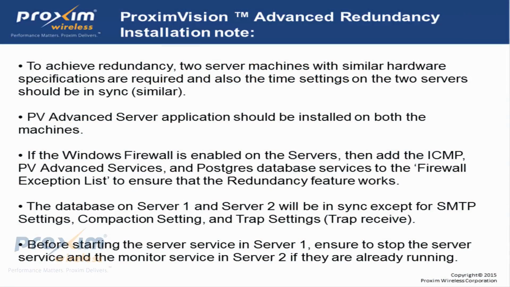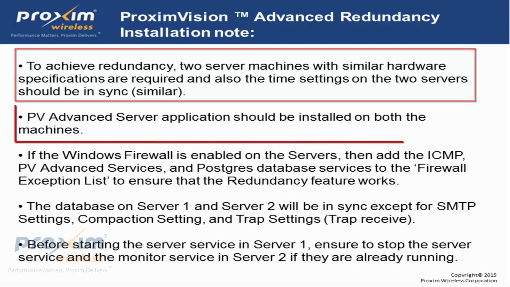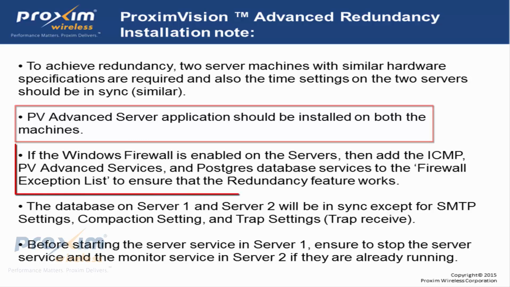Okay, a few notes on ProximVision Advanced Redundancy feature. To achieve redundancy, two server machines with similar hardware specifications are required, and also the time settings on the two servers should be in sync. PV Advanced server application should be installed on both machines, which means that you're going to need two separate PV Advanced licenses, okay, two separate licenses.